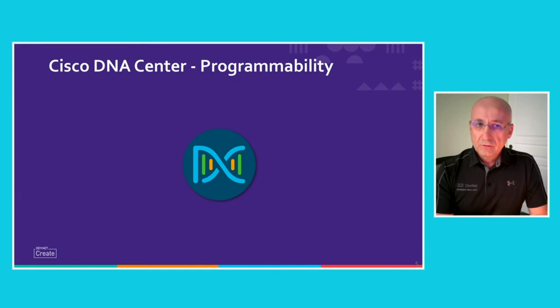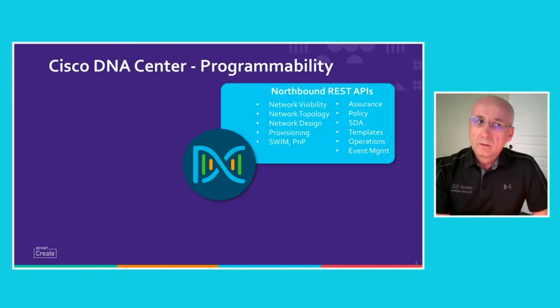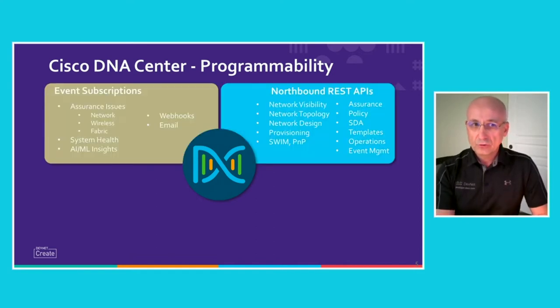Core to the functionality of the use case today is the Cisco DNA Center platform. The Cisco DNA Center platform enables consumption of DNA Center resources using APIs and enables us to build integrations. For the use case today, we are going to use the Northbound REST APIs that are grouped based on functionality. We are going to consume also notifications from Cisco DNA Center being sent using webhooks.